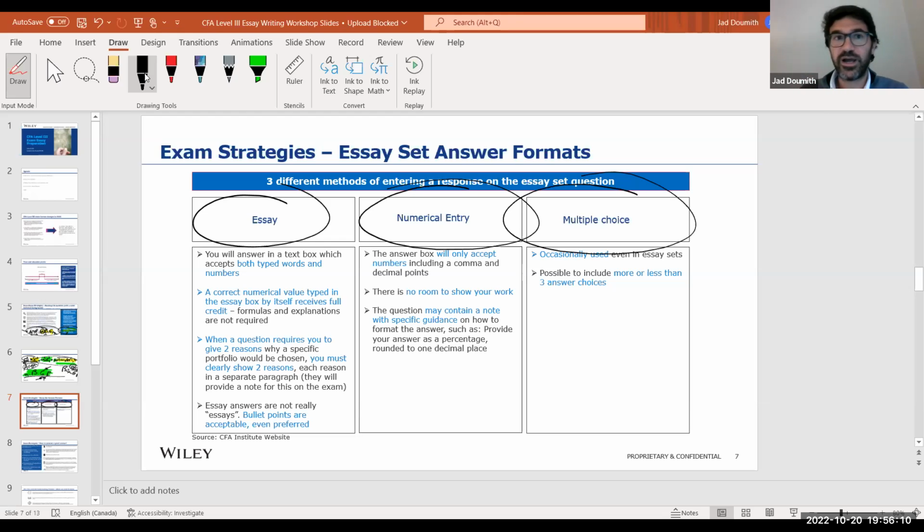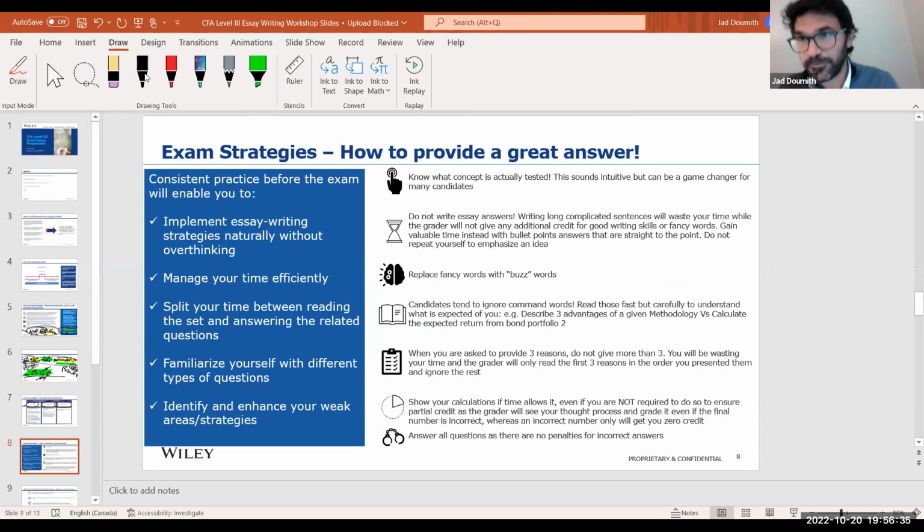You must know that if you want to calculate a number, you can choose to show the formulas you used and the explanation, and you can choose not to do so. And remember that there is always this trade-off. So if you think you are comfortable on time, do show the formula you used, do show your thought process, because if your final answer is incorrect, you will still get partial credit.